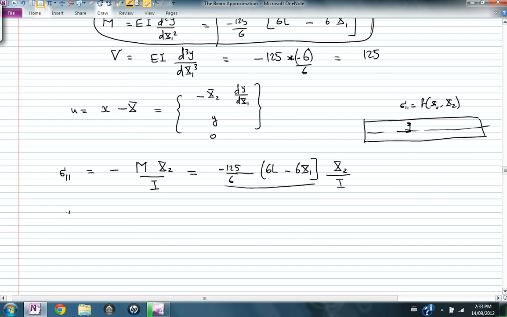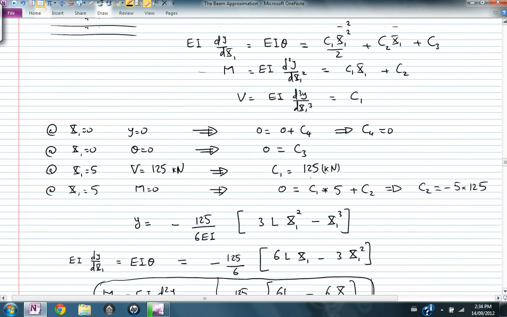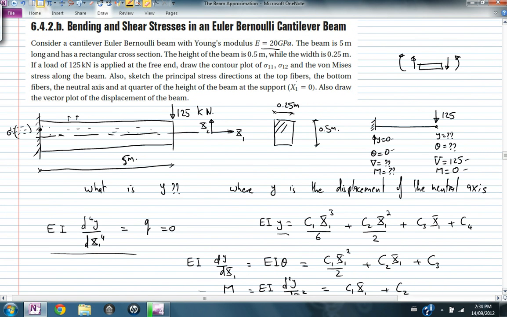The value of sigma 12, which is the value of sigma 21, is equal to minus the shear multiplied by Q divided by I B. B is 0.25 meters. I is equal to 0.25 multiplied by 0.5 cubed divided by 12. Let me just put it next to the cross section. This is the cross section. The moment of inertia is equal to 0.25, the width, multiplied by the height cubed over 12.